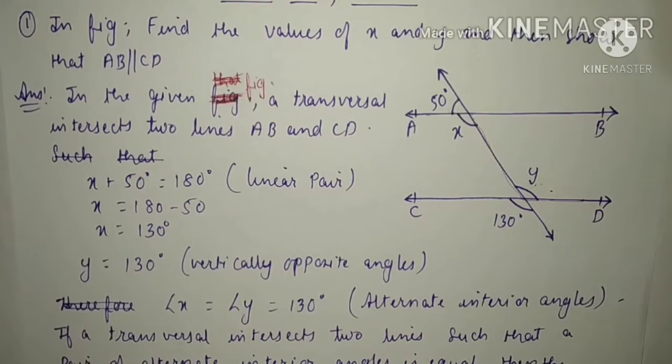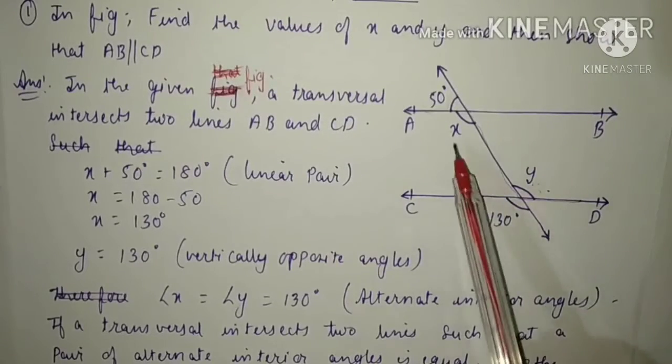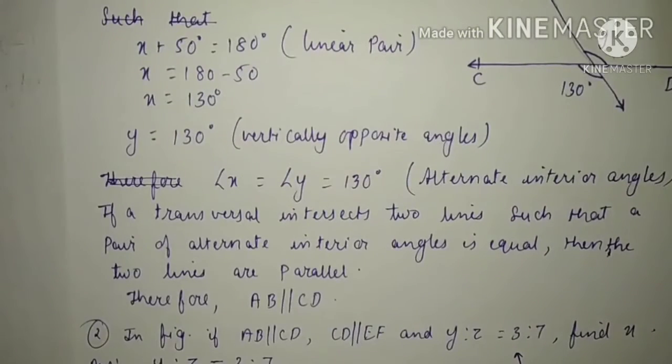Now there is a theorem that if one pair of alternate interior angles is equal, then the lines are parallel to each other. So first we will write that theorem. If a transversal intersects two lines such that a pair of alternate interior angles is equal, then the two lines are parallel. So by this theorem we can say that therefore AB is parallel to CD. See, these are alternate interior angles. Therefore these two lines are parallel. So this is what you have to write in the answer.